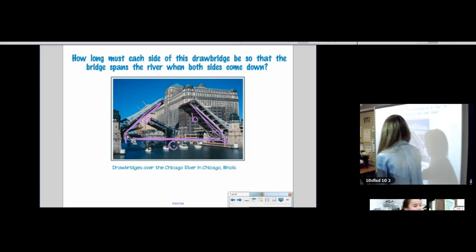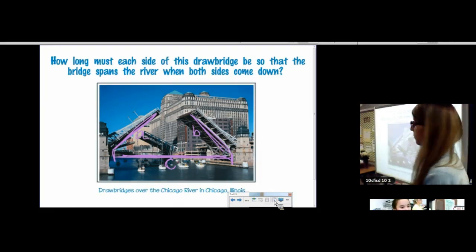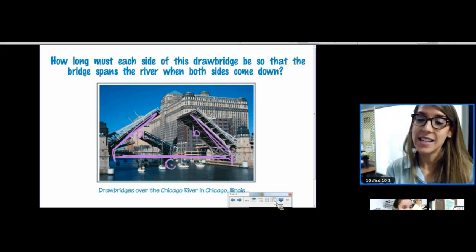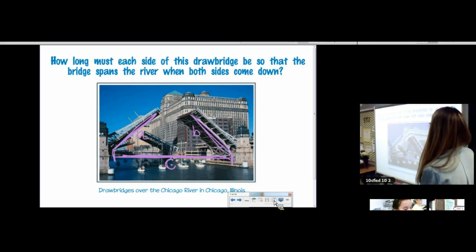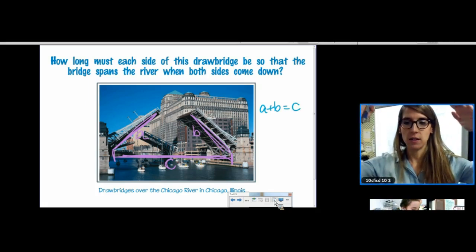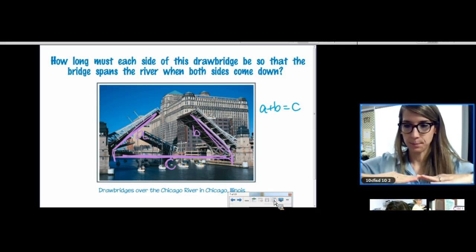What would need to be true? No, A doesn't have to equal B equals C. You probably just had a typo. We would want the sum of A and B to equal C. That way when they let the sides of the bridge down, they connected perfectly, right?